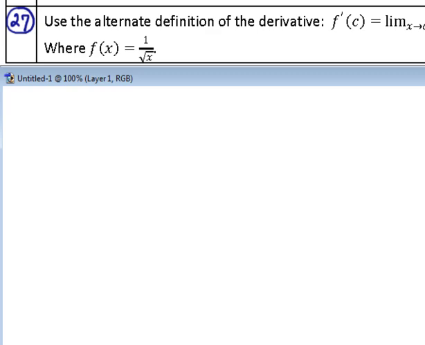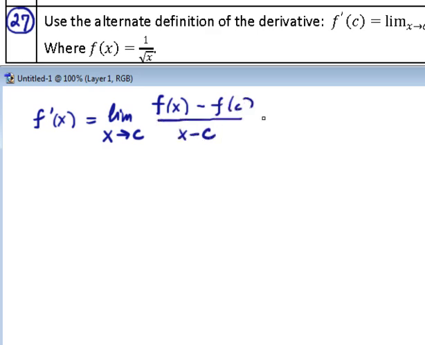In number 27, we want to use the alternate definition of the derivative. So let me write that down. f prime of c is equal to the limit as x goes to c of f of x minus f of c over x minus c. We want to find f prime of 4, where f of x is 1 over the square root of x. So in our case, c is equal to 4. Let's substitute in c equals 4.